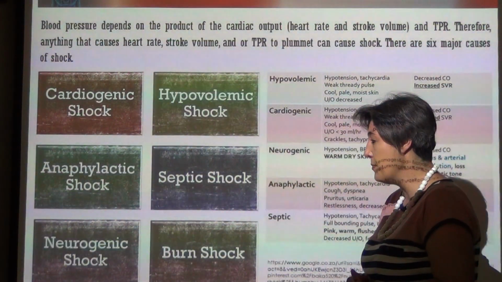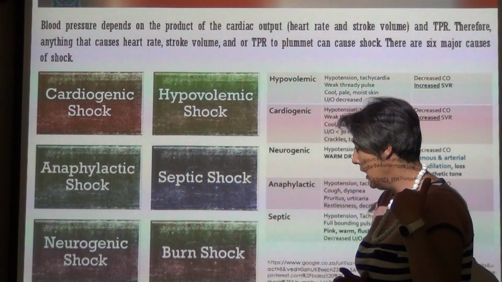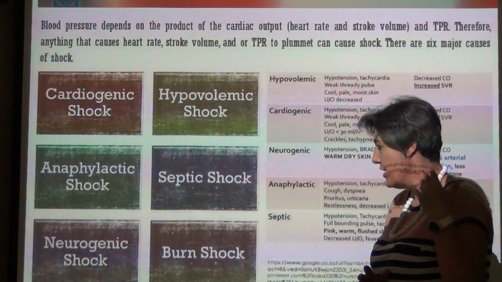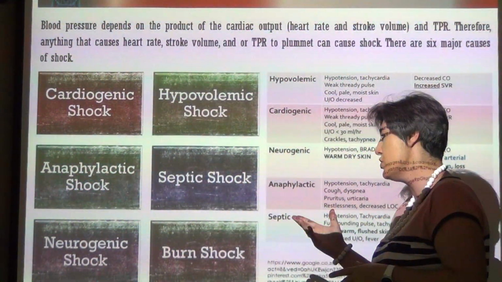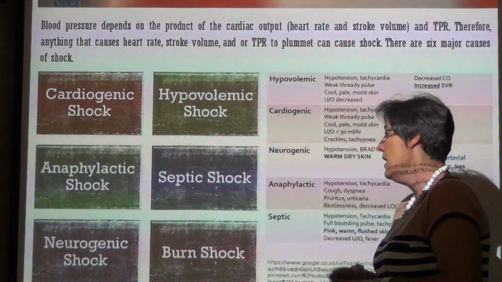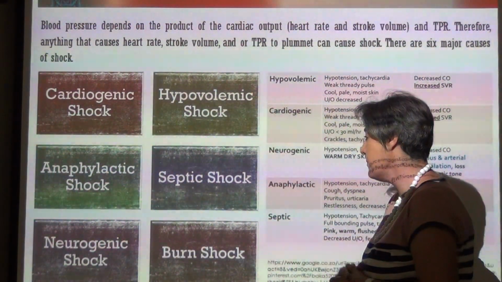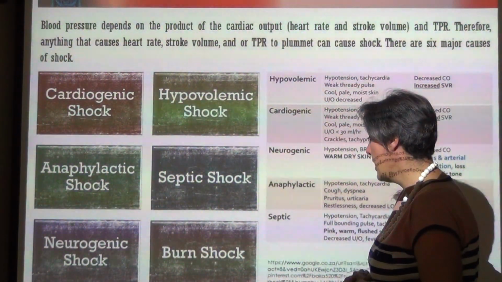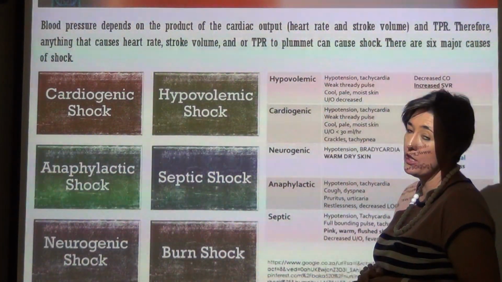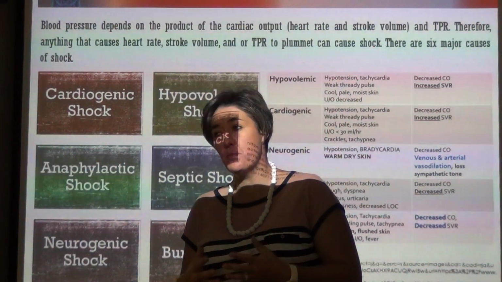Neurogenic shock is when the vagus nerve gets damaged, usually the one controlling the cardiovascular center, and then it influences your cardiac output. Okay, that can lead to neurogenic shock. And the last one, burn shock, is when a huge amount of your body's surface area has been burned.